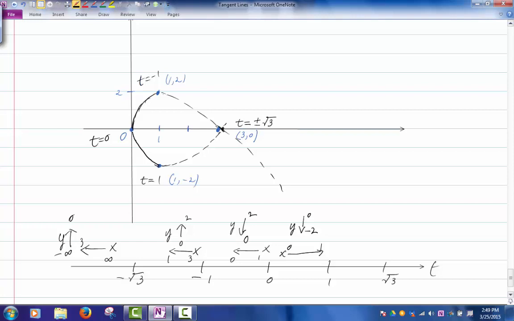And what is happening after that point (3, 0)? Well, after root 3, x is still increasing, right? And y is increasing as well. So what's the orientation? Coming like this, going down like this, coming up like this, coming up like this. Okay? Is everybody okay with that?